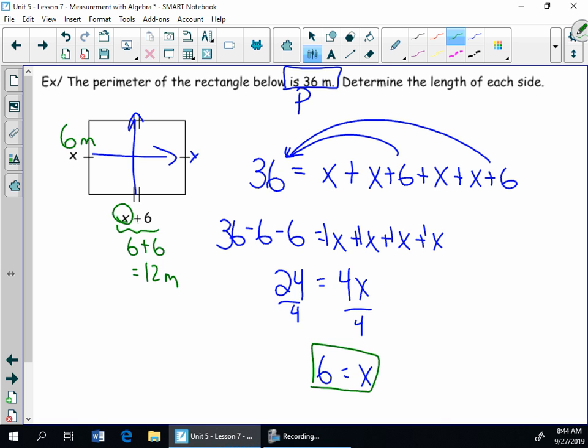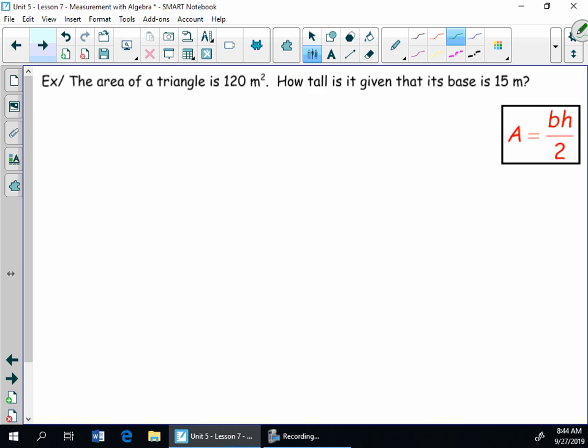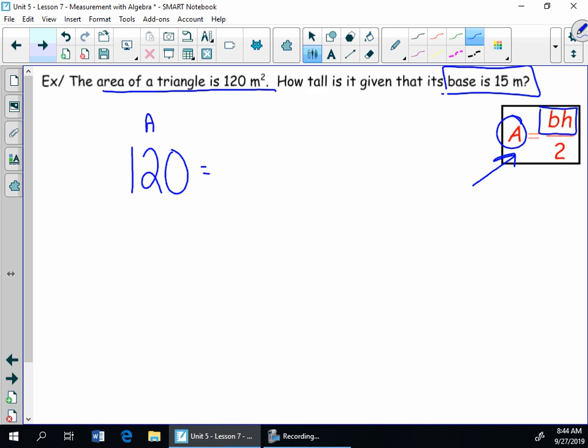But we can't just do perimeter, we can also do area questions. The area of a triangle is 120 meters squared. How tall is it, given that its base is 15 meters? So here's our hint. We're going to use our area formula, right? What do we know in this formula? Well, A is area. In the question, it tells us the area is 120. So I can start by writing down 120 instead of A. That's my A value. Equals. It then says to take base and height and multiply them together. Well, if they tell me the base is 15, I can do 15 times the height. Oh, I don't know the height. I need the letter H in there, divided by 2.